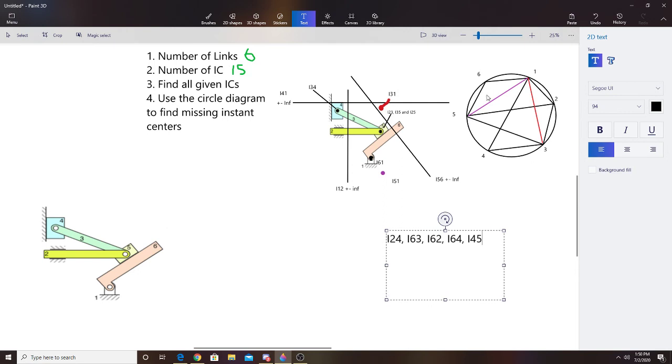So 6,2, 6,3, 6,4. 5 goes to all of them except for that one. 1 goes to all of them that we have. 2, yeah, I think this is it, right? If you find another one, just let me know if I'm wrong. But I think this is it. So let's find one more of these, and then we can call it if you like.